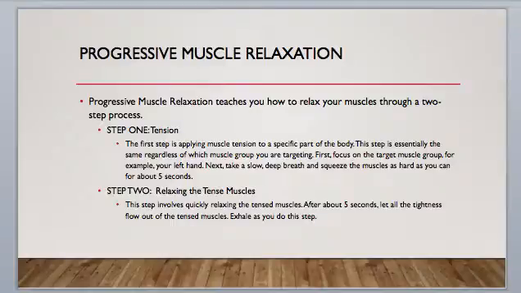Lastly, progressive muscle relaxation is a form of exercise that can be used by those who have contraindications to other forms of exercise. We will review the contraindications on the next slide, don't worry. It teaches you how to relax your muscles through a 2-step process. Step 1, tension. The first step is applying muscular tension to a specific part of the body.